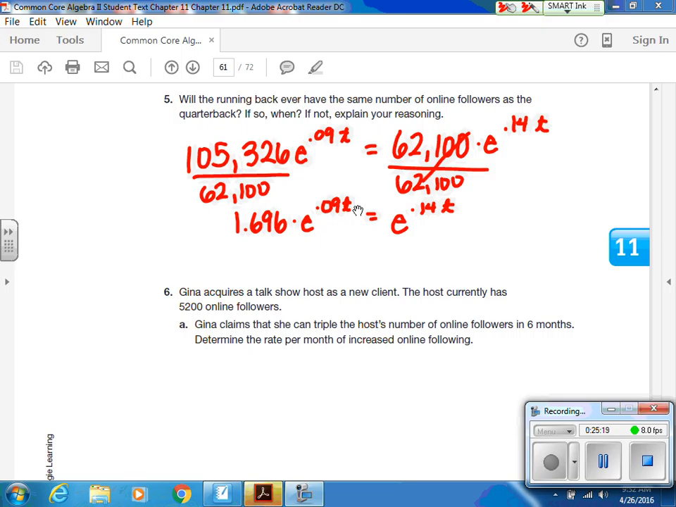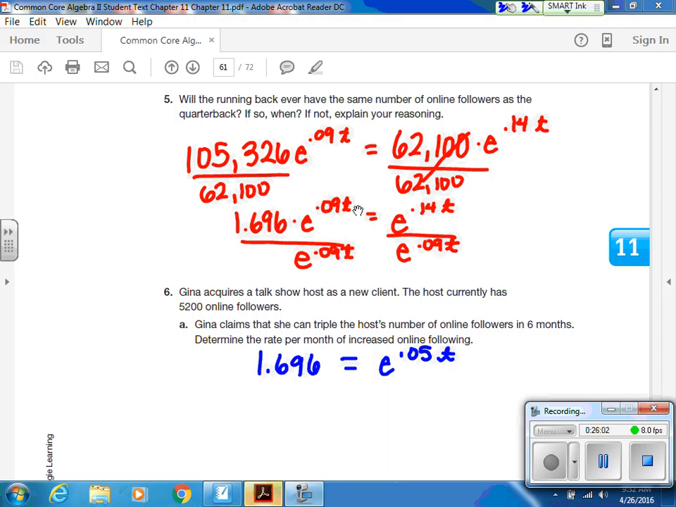The next thing I'm going to do is divide by e to the 0.09t. These are two numbers with the same base. What do you do with your exponents when you're dividing and you have the same base? Subtract. So what's 0.14 minus 0.09? 0.05. So now I have 1.696 equals e to the 0.05t. But again, this is not what's in my calculator. In my calculator, I have the entire long answer.